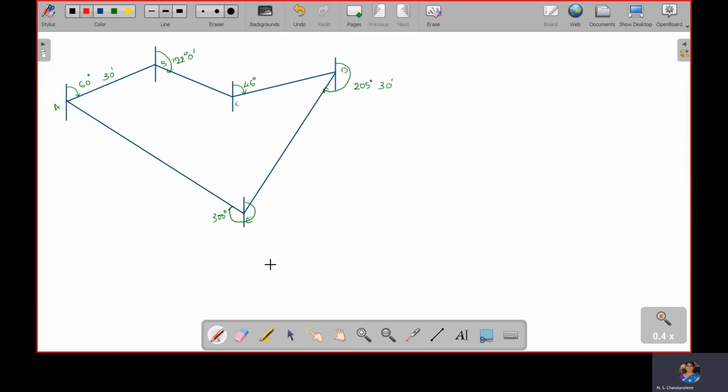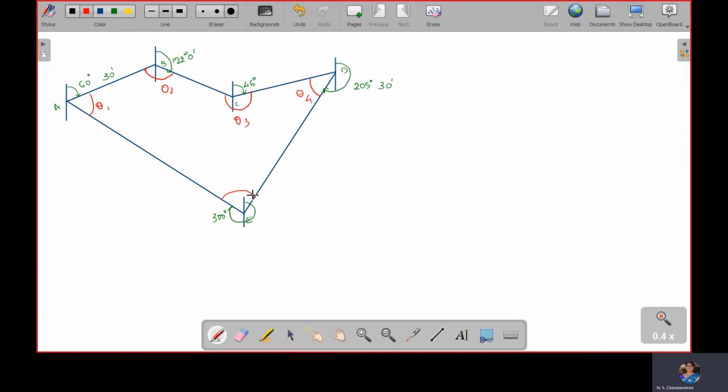So the angles that we have to calculate are theta 1, theta 2, theta 3, theta 4, and theta 5. Internal angles we have to calculate. This is type 1 of the problem, calculating the internal angles with the help of the bearings given.